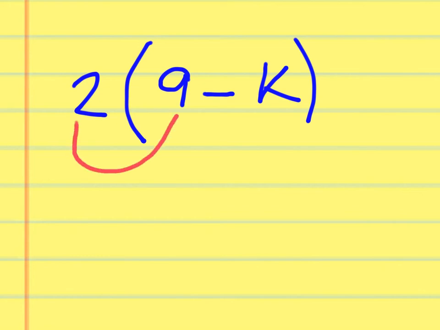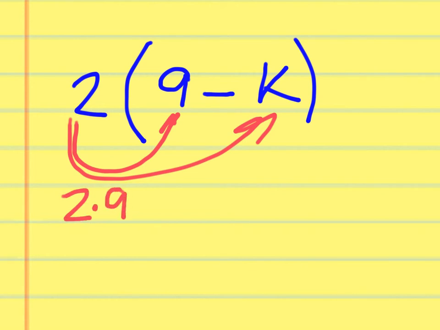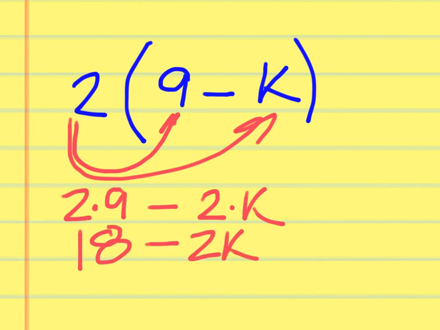Distribute this 2 to the 9 and to the k. You'll have 2 times 9 minus 2 times k. That's 18 minus 2k.